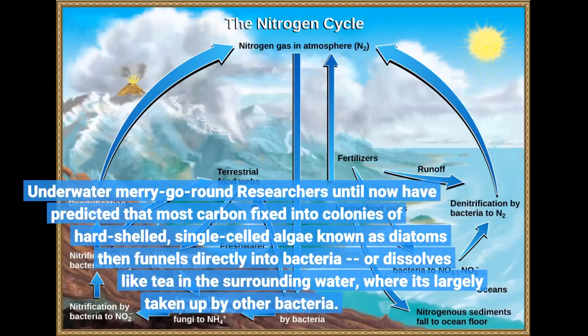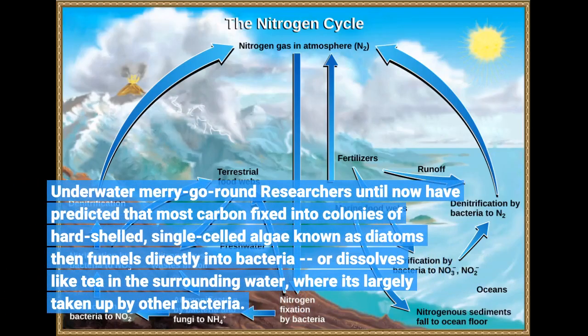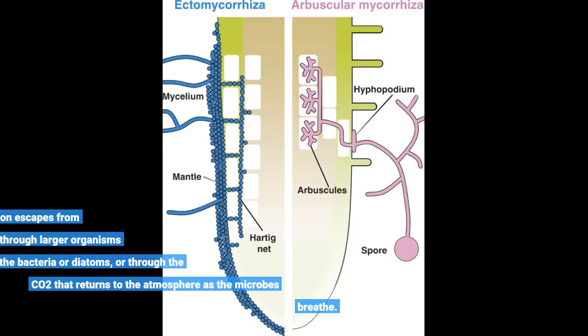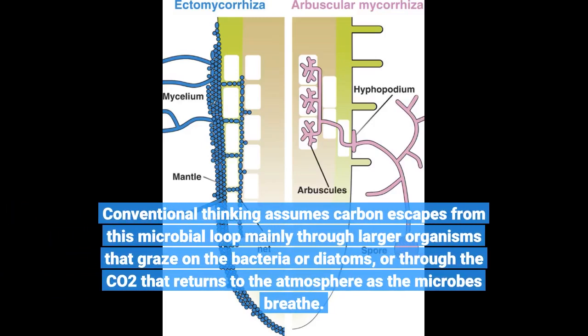Underwater merry-go-round: researchers until now have predicted that most carbon fixed into colonies of hard-shelled, single-celled algae known as diatoms then funnels directly into bacteria, or dissolves like tea in the surrounding water, where it's largely taken up by other bacteria. Conventional thinking assumes carbon escapes from this microbial loop mainly through larger organisms that graze on the bacteria or diatoms, or through the CO2 that returns to the atmosphere as the microbes breathe.